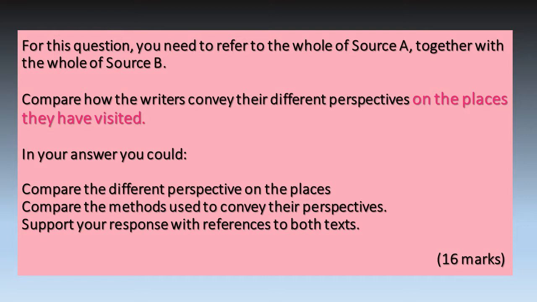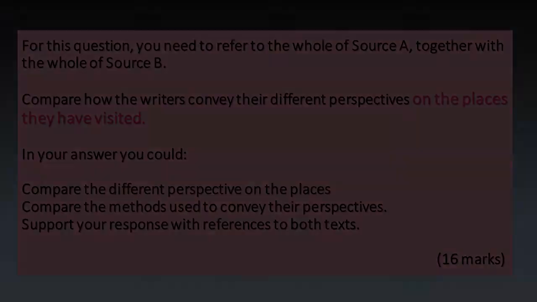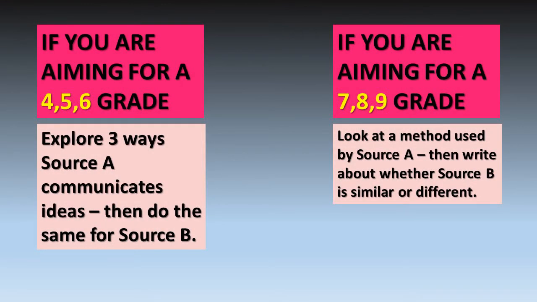The only thing that will change is the writing that's in pink that you see there from me. So today we're thinking about their ideas about the places that they visited. Now, if you're aiming for a 4, 5, 6 grade, you might explore 3 ways that source A communicates their ideas, and then do the same for source B. So you can sort of treat one text as a single entity and then have a look at the second text. But you probably want to explore the idea that they've got different perspectives as you go. In the case of those 2 pieces of writing today, one's very positive and the other one is very negative about their experiences.